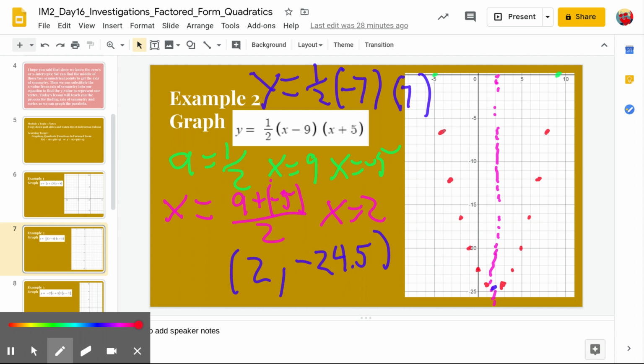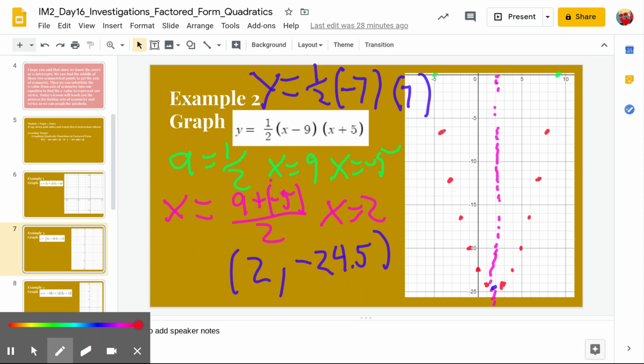When I went over 4, I went up 8 because 4 squared is 16. 16 times 1/2 is 8. All right. When I went over 5, I went up 12.5 because 5 squared is 25. Half of 25 is 12.5. So that's what got me up to y equals -12. When I went over 6, I went up 18 because 6 squared is 36. 36 times 1/2 is 18.